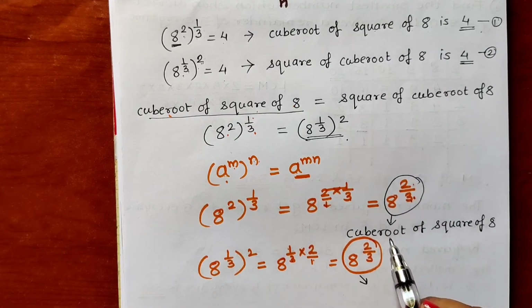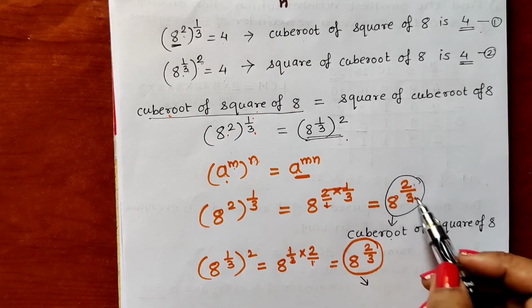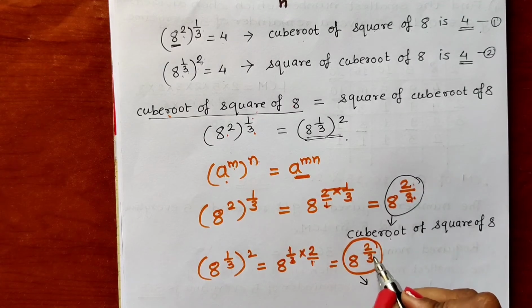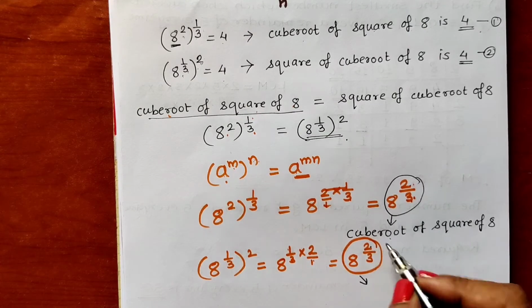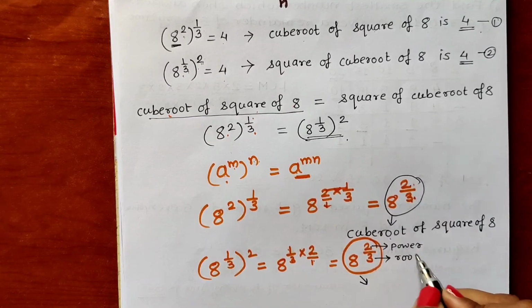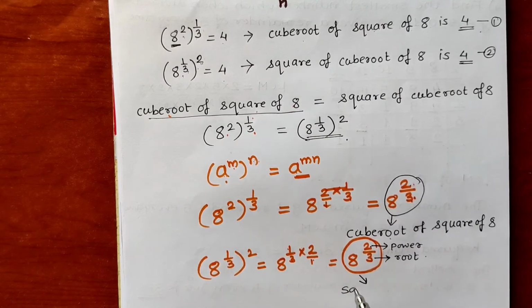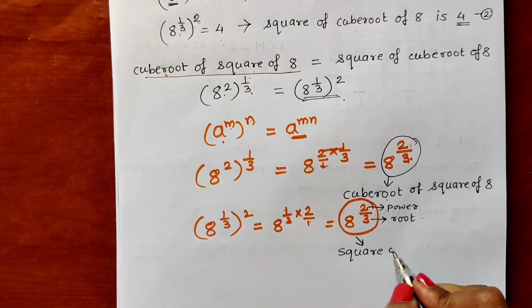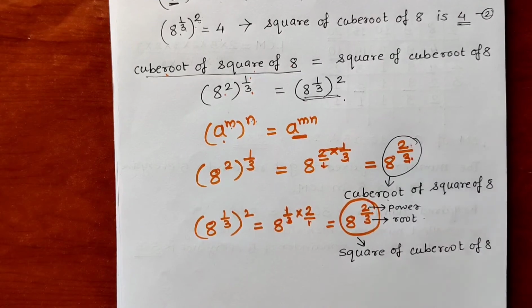either you write root first and the power afterwards, or power first and root afterwards. So the number which is written in the denominator is the root, and the number which is written above in the numerator is the power. Okay, so this is power and this is root. So this can be written as square of cube root of 8.